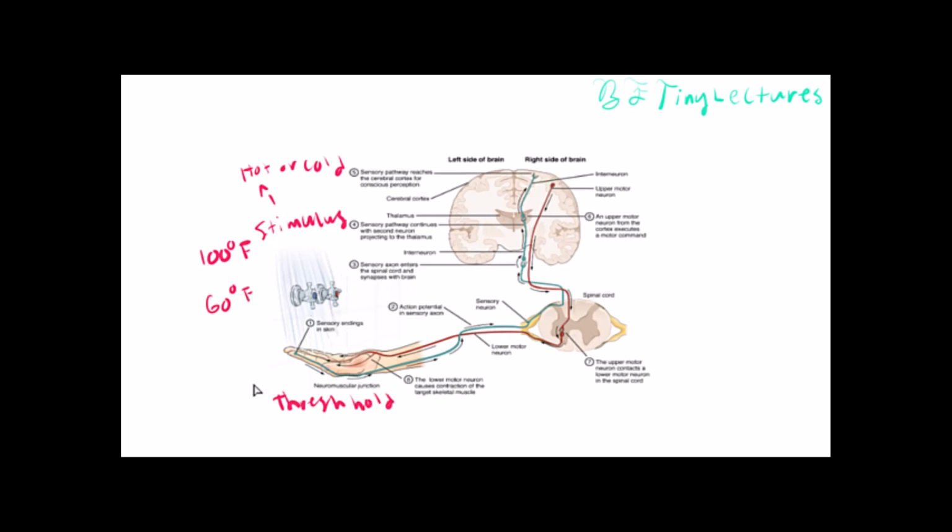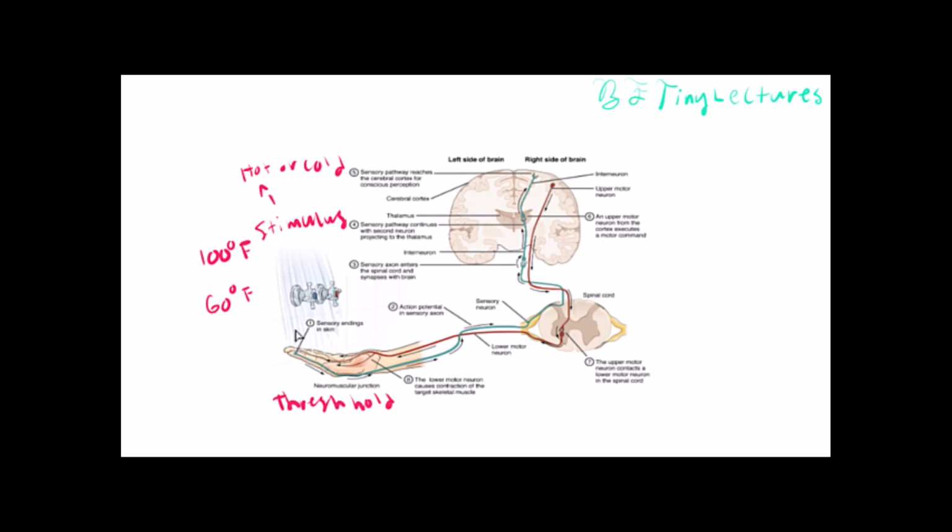Maybe it has to reach a threshold of 100 degrees Fahrenheit on the hand to register as hot, or it has to go below a threshold of 60 degrees Fahrenheit to register as cold. And that's a very oversimplified explanation for this example. But let's say that we hit the threshold for hot. So now we generate an action potential from the sensory nerve.